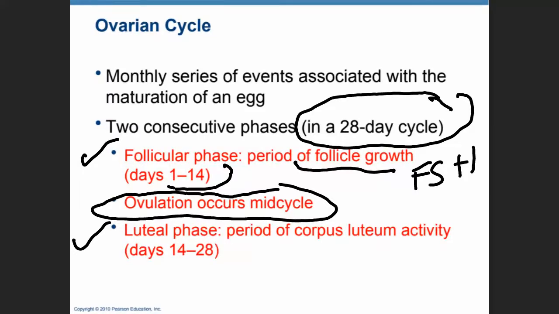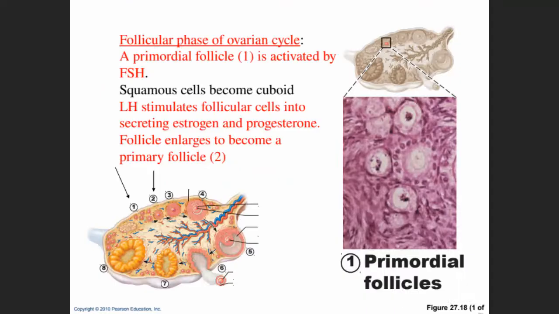And the corpus luteum will continue to secrete estrogen and progesterone until the oocyte's fate is determined. If it is fertilized, then the function of the corpus luteum continues through the first stages of pregnancy. If it's not fertilized, the corpus luteum turns into a corpus albicans, which is a non-functional structure.